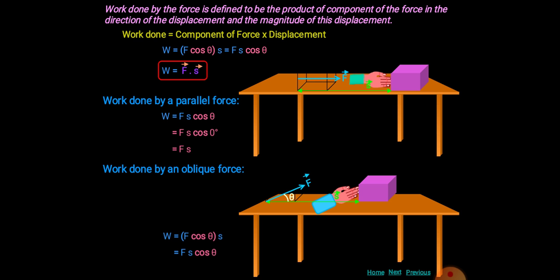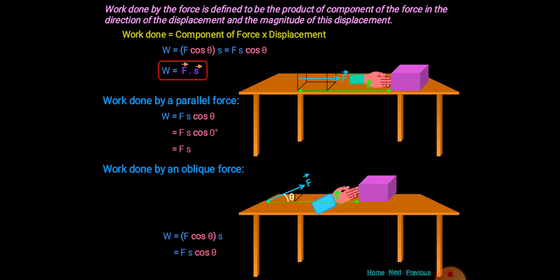Work done by an oblique force. Here the force is neither perpendicular nor parallel, it is acting obliquely. So in that case W is equal to what? F cos theta, that is the component of force, and S stands for displacement. So we can write W = F S cos theta. Here we have seen these two cases, work done by the parallel force and work done by the oblique force.